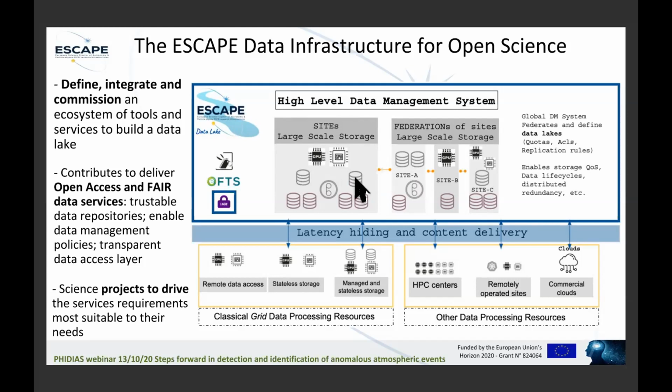So what we are trying to do is to put a kind of data management system on top of that, to harness all of these sites and the data there, and create a global federation of the storage, which we call a data lake. Our understanding of a data lake might be different from the academic definition, but this is the name that we give. At this level, we can have an overall system where we can apply quotas, access control lists, and replication rules, and we can enable new concepts that will allow us to run with a better economy of scale and optimize the total cost of ownership of hardware resources.